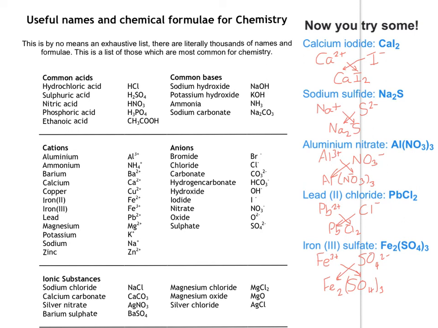So, in the case of aluminium nitrate and iron sulfate, when you're dealing with anions that have more than one atom in them, these are called oxyanions because they invariably contain oxygen as well. You put the oxyanion in brackets. So hopefully you got CaI2, Na2S, Al(NO3)3, PbCl2 and Fe2(SO4)3.